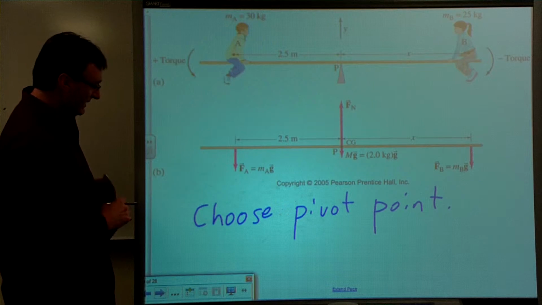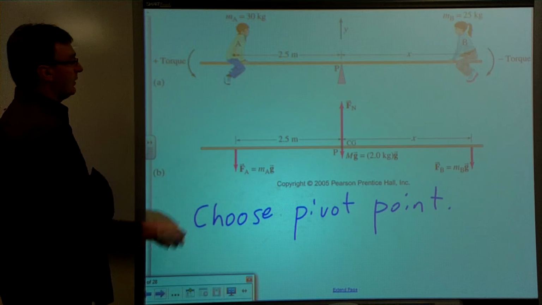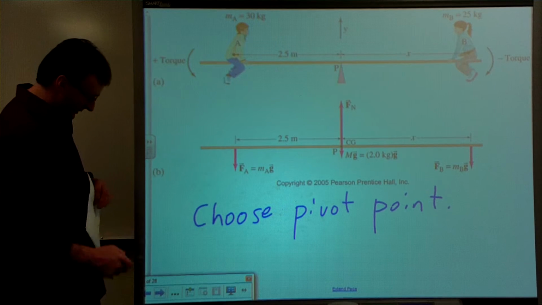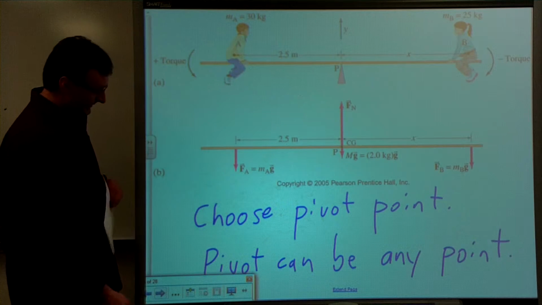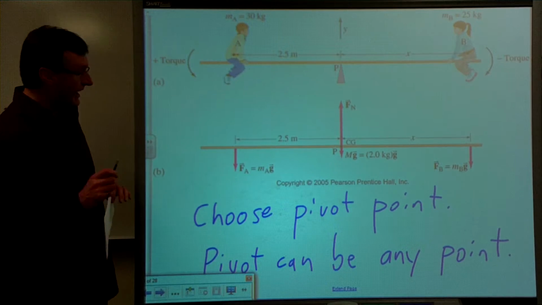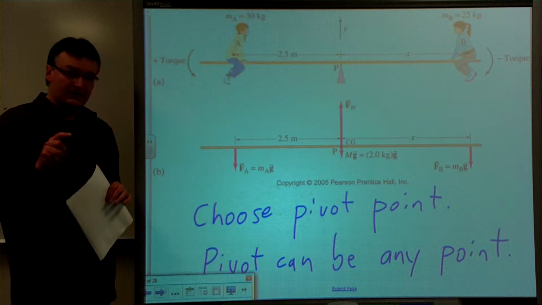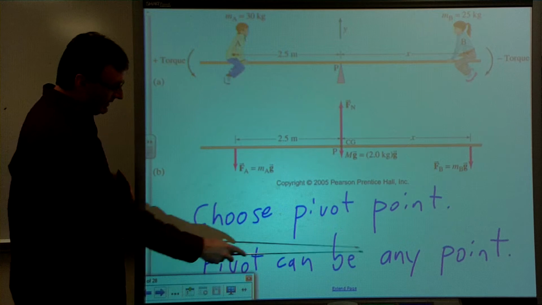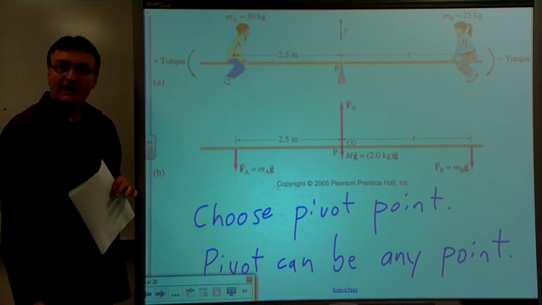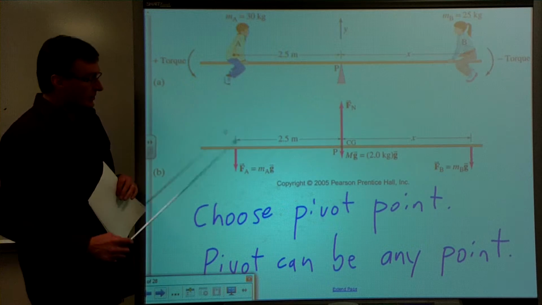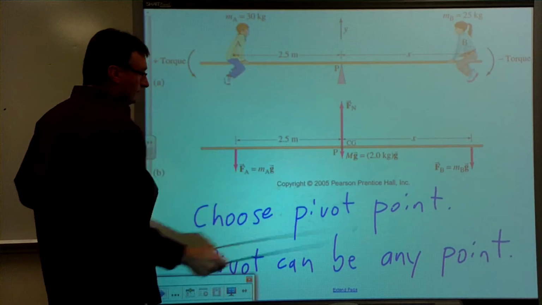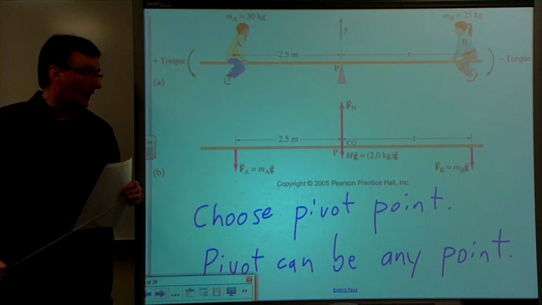So we do choose a pivot point. When you make your free body diagram, choose your pivot point, which is indeed what has been done here already. And now, the one thing that is very convenient is that your pivot point can be anywhere actually. You could make your pivot point over here, or you could make it over here. It just all depends on the situation.